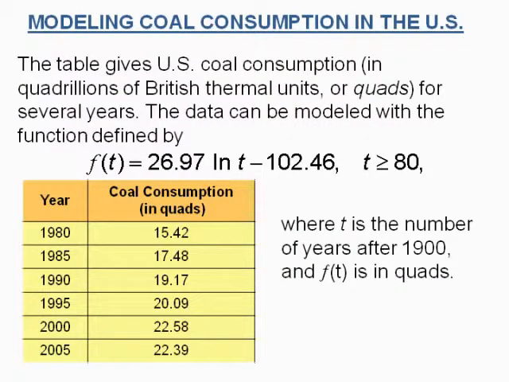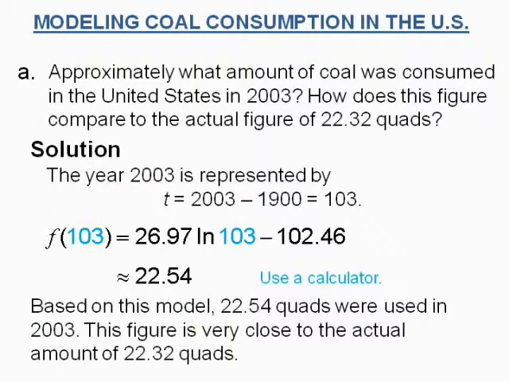So they're looking at 2003 here. Notice it would be somewhere in between here. Now remember, t is the number of years after 1900, right? So in 2003, that would be 103 years. So they just took 2003 minus 1900, and they put f of 103 in here and solved, and they ended up using the natural log there of 22.54.